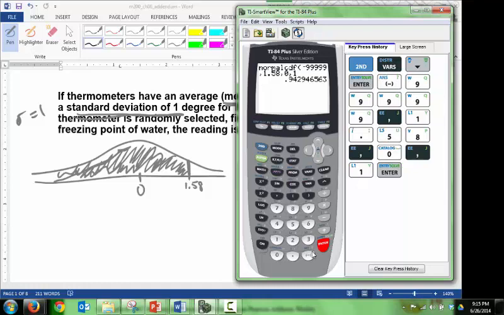All right. Now, before I write this down in my paper, I want to give you what I like to use for infinity. Okay, so I'm going to do the normal CDF again.